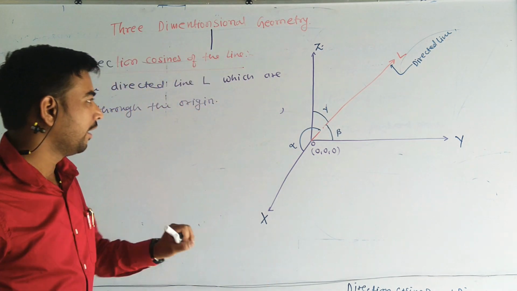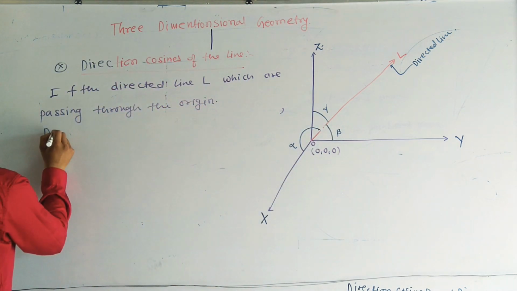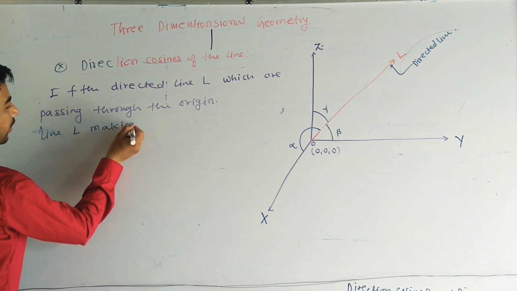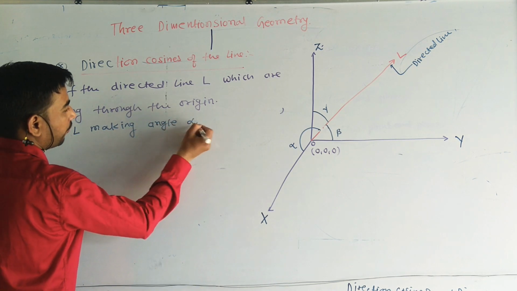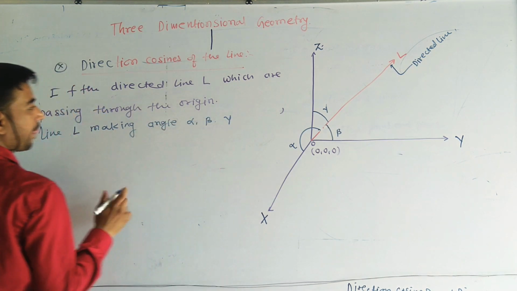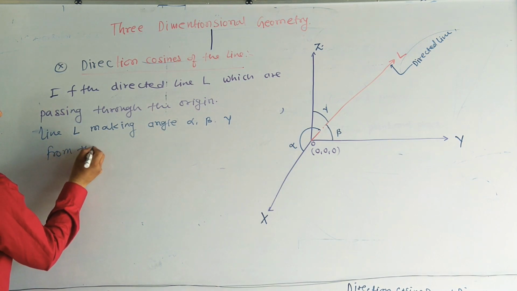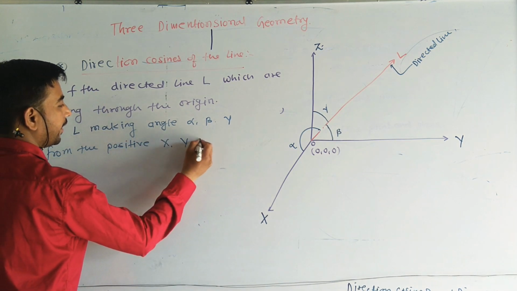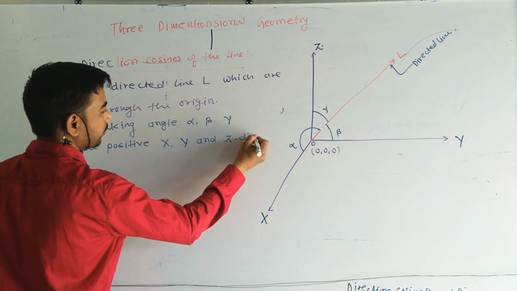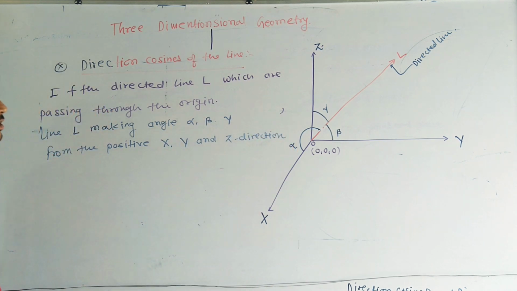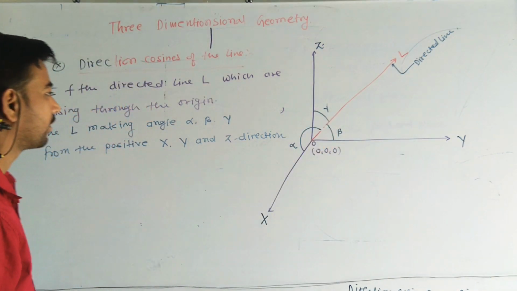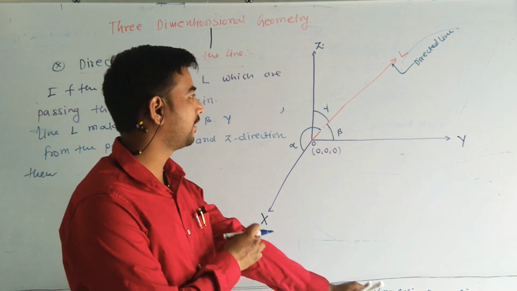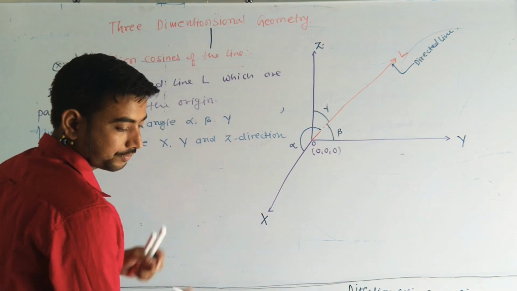So you can say the directed line L makes angles alpha, beta and gamma from the positive x, y and z directions. Look here, the x, y and z directions are represented here.